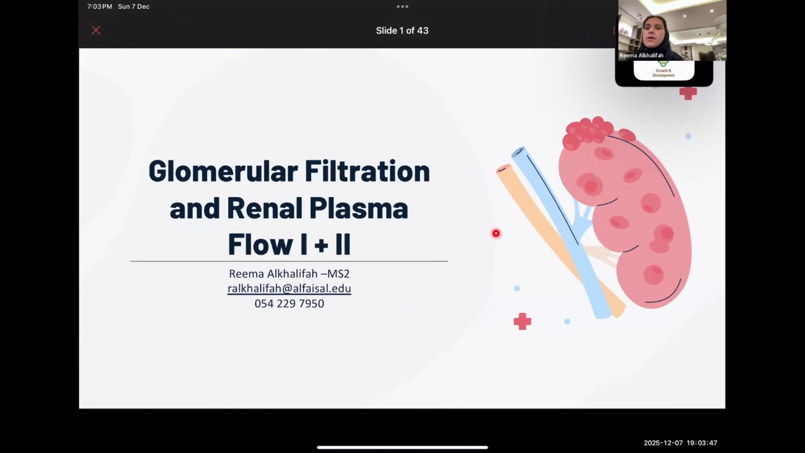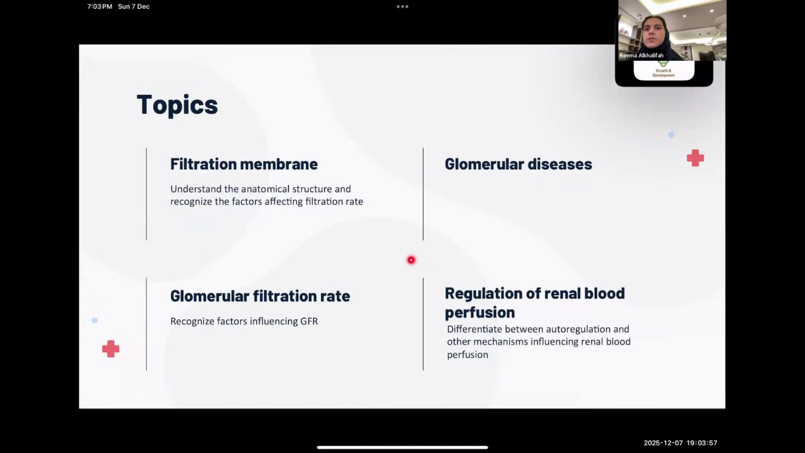For today, I'm going to be talking about glomerular filtration and renal plasma flow, both parts. So it's your third and fourth physiology lectures. I'm going to talk about the filtration membrane, its anatomical structure, and the factors in it that affect filtration. So by the end of this lecture, you will be able to understand them, inshallah, and recognize what factors affect what.